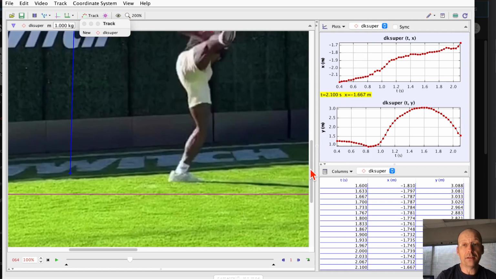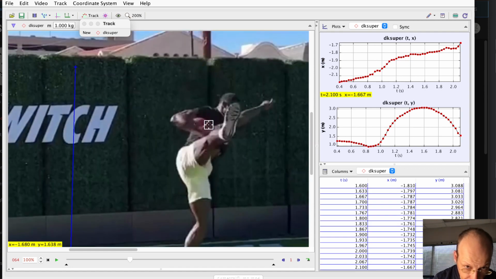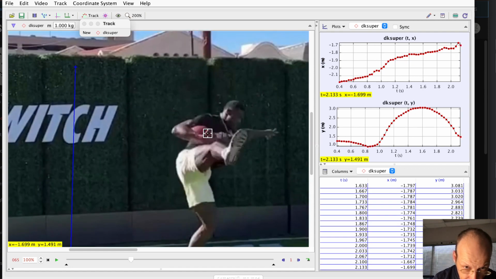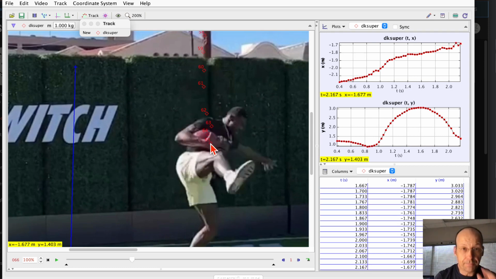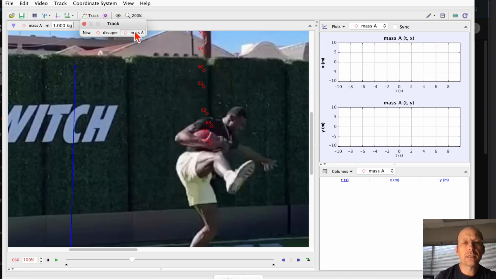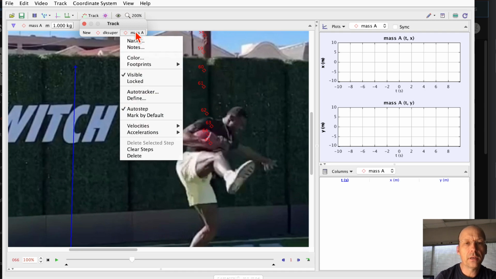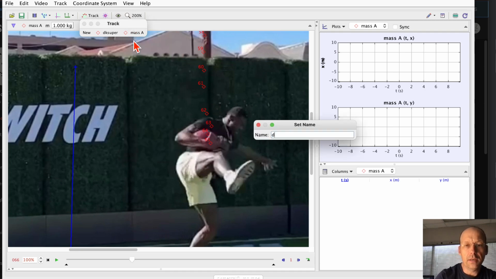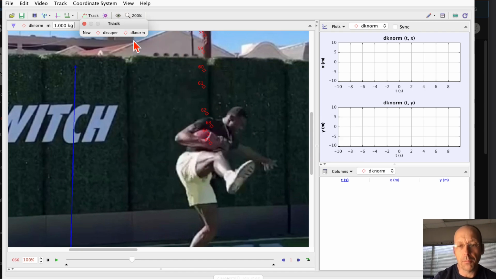Okay, so he contacted the ground. Let's do one more. A couple more. Okay. Now let's go over to the other one. And I'm going to say new point mass. And I'm going to call this one DK norm.